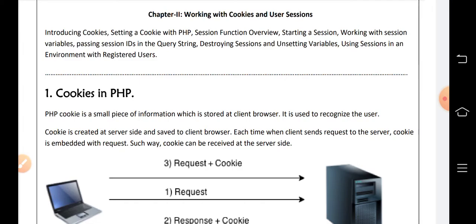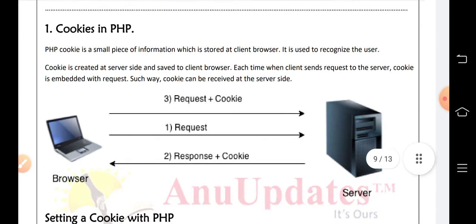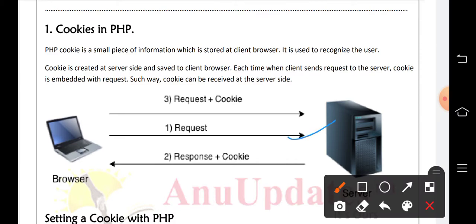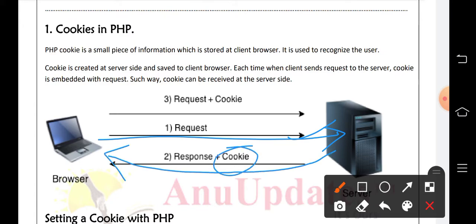Each time when we access a server or a website, first there is a request. When we click on something like www.gmail.com, it is sent as a request. And second, when we make a request, it immediately gives a response plus cookie.